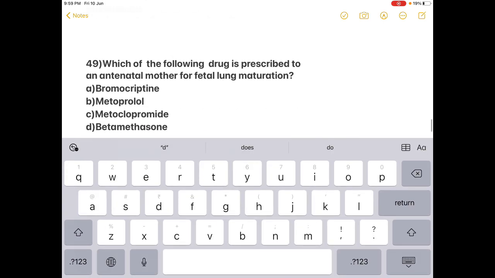Next question. Which of the following drugs is prescribed to an antenatal mother for fetal lung maturation? Option A, bromocriptine. Option B, metoprolol. Option C, metoclopramide. Option D, betamethasone. The correct answer here is D, betamethasone, which is a steroid.